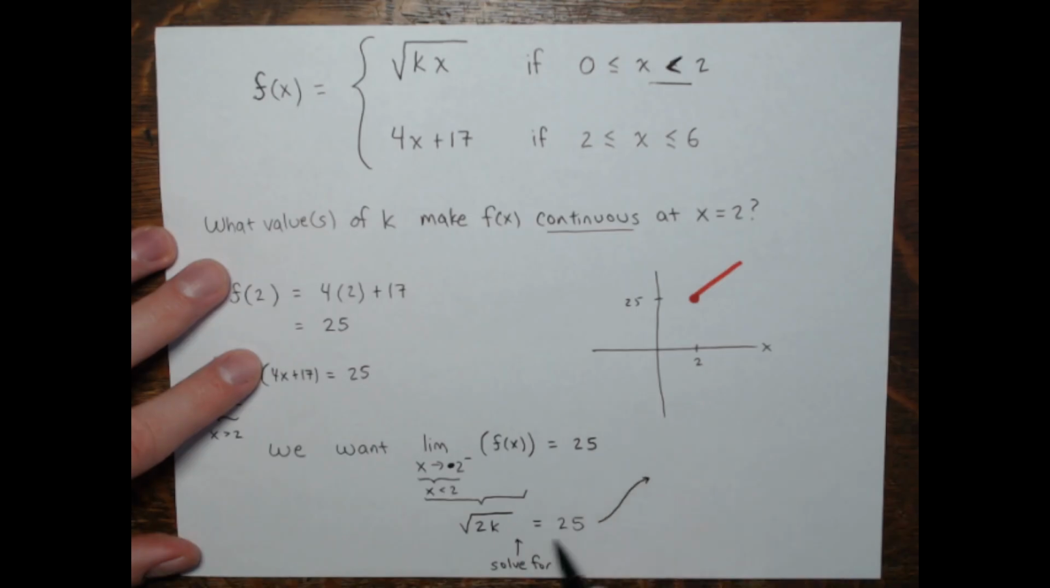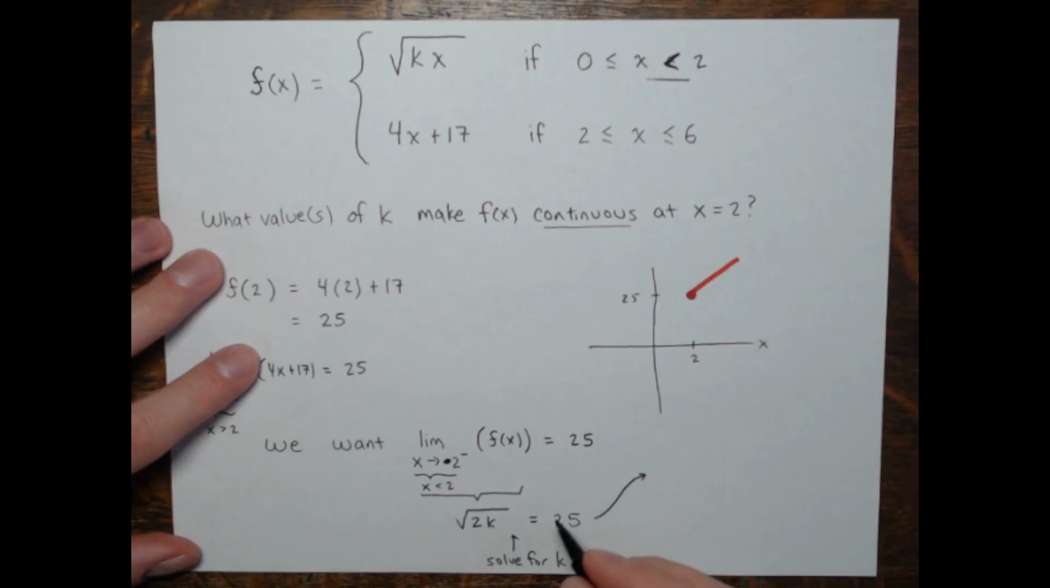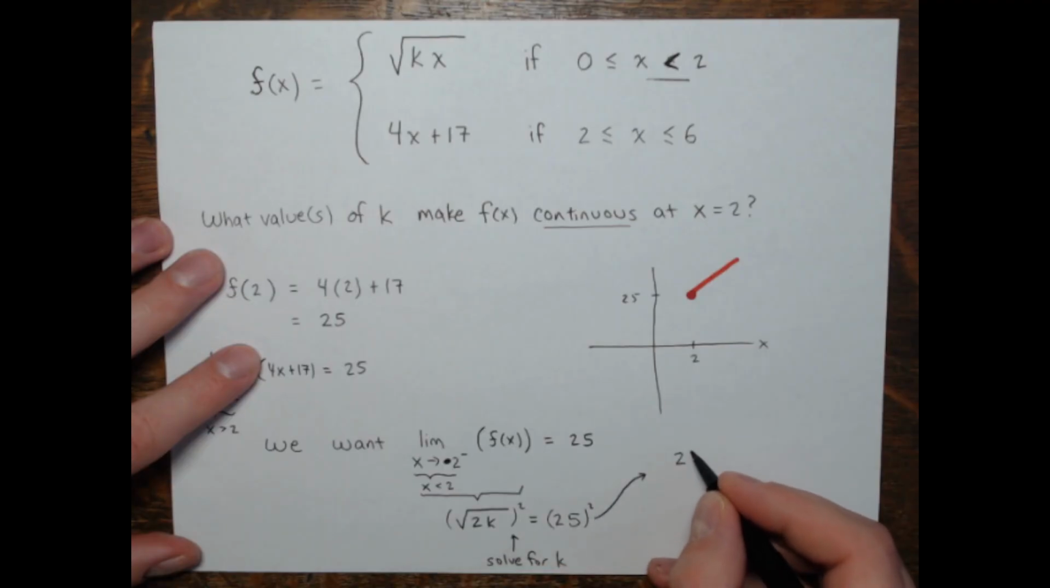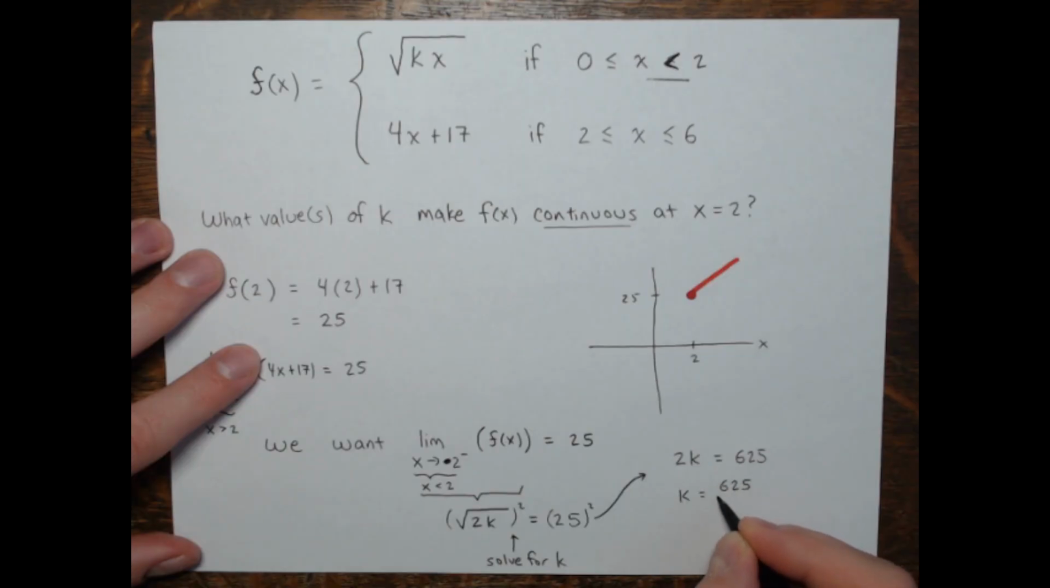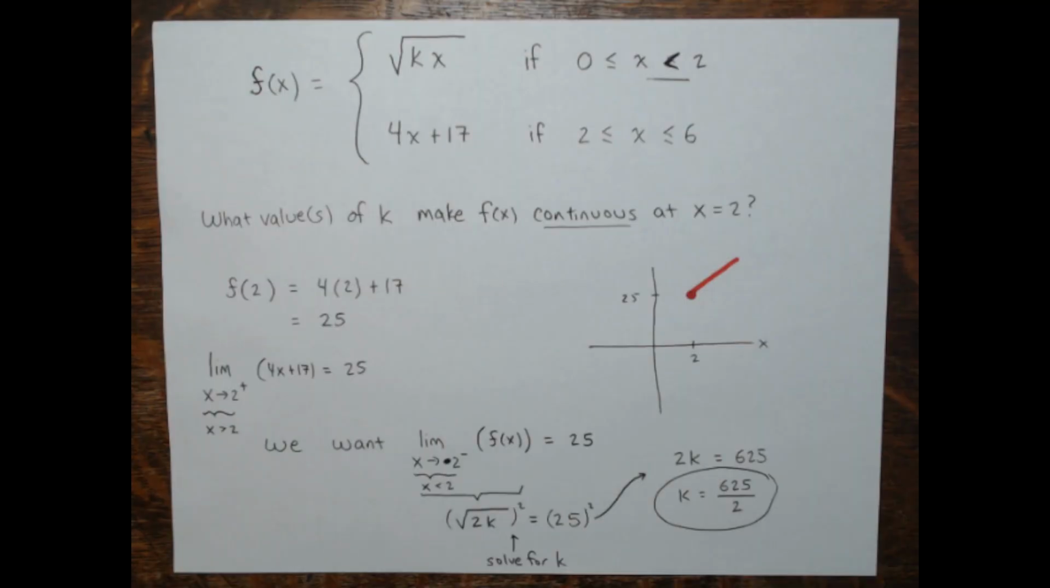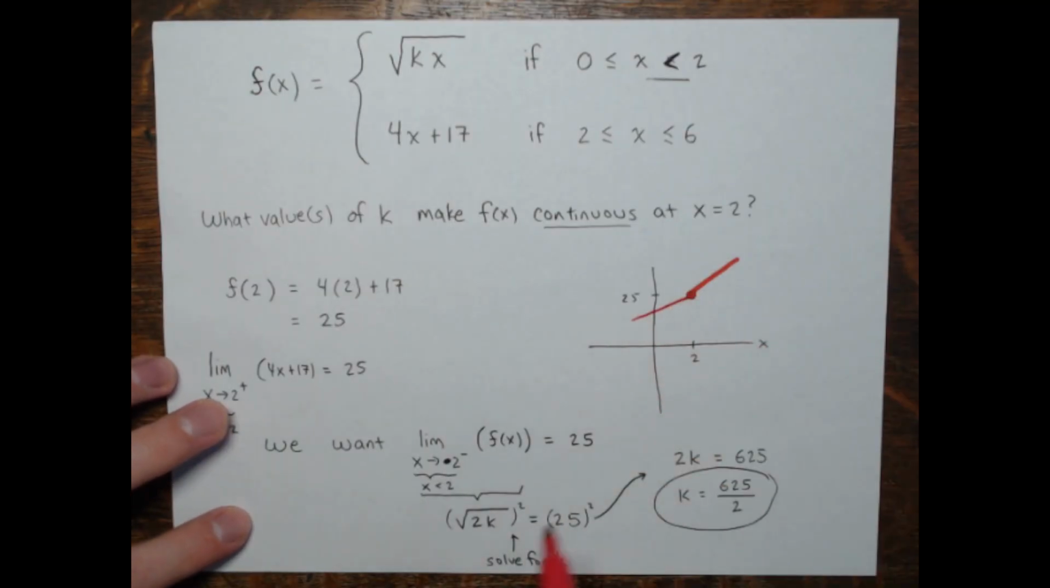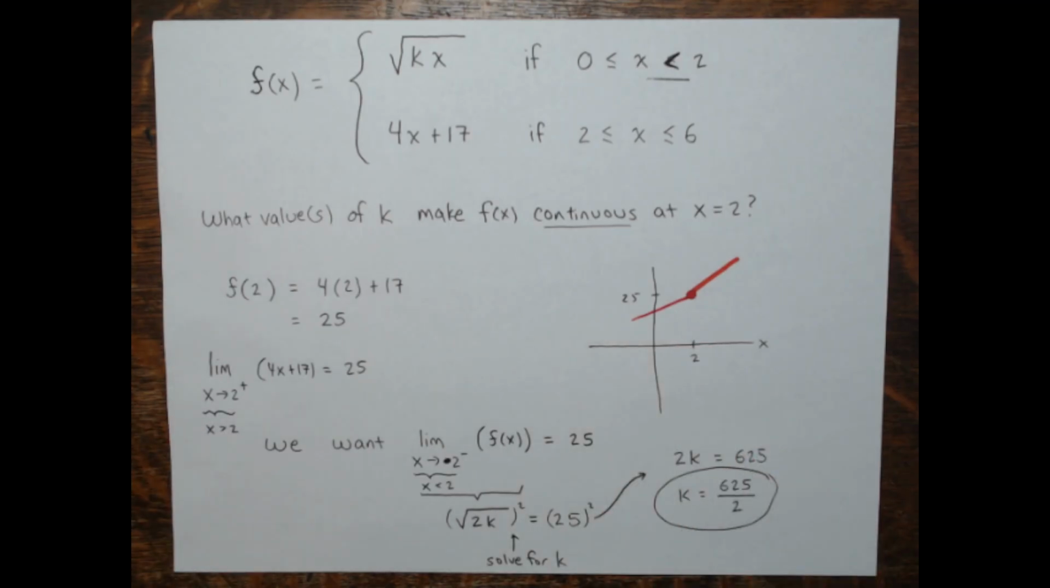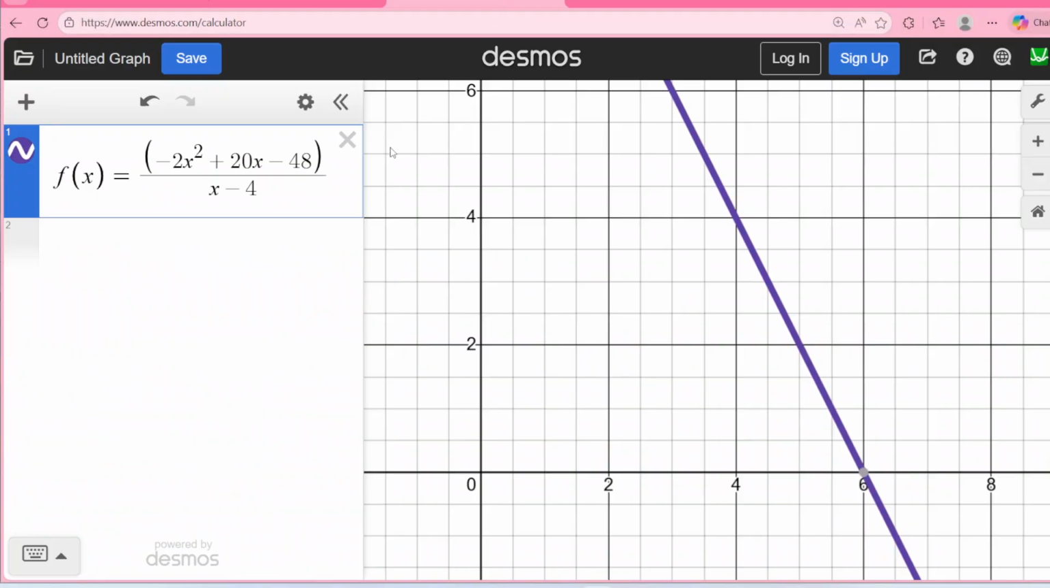I remember how to solve equations with roots. I would square both sides. So that's 2k on the left equals, and then over here 25 squared is 625, and then divided by 2. So k must be 625 divided by 2, and that doesn't simplify any further. So this is the value that k must be for these two pieces to connect at that point and be continuous at x equals 2. All right, and I'll verify that. I'll show you in Desmos that they actually connect.